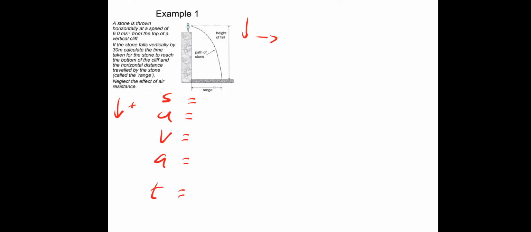So the vertical displacement is 30 meters. The initial vertical speed is 0, not 6. The 6 meters per second is the horizontal speed. Vertically, this is 0. Final speed, not interested. We could calculate it, but we don't need to. The acceleration due to gravity is 9.81 meters per second squared. And t equals time. So we need an equation without v in it.